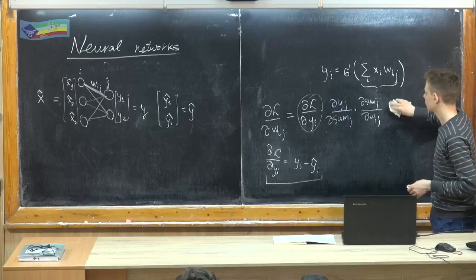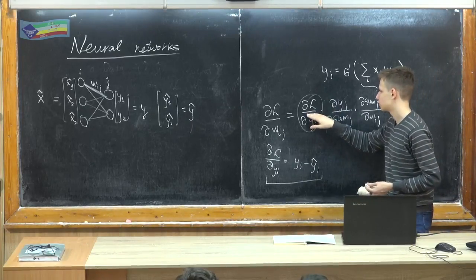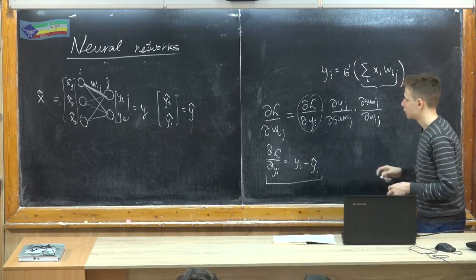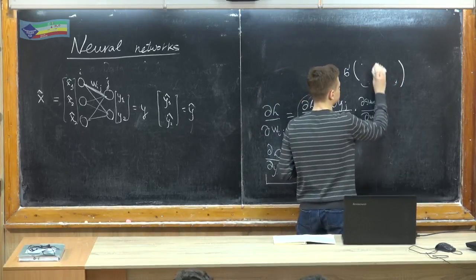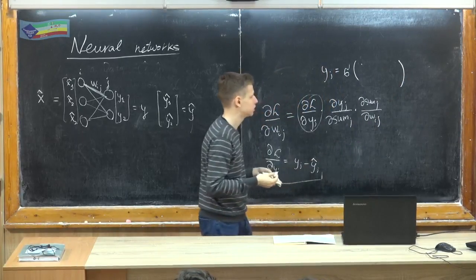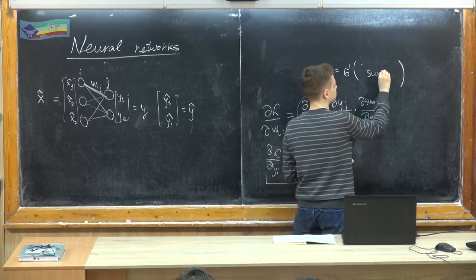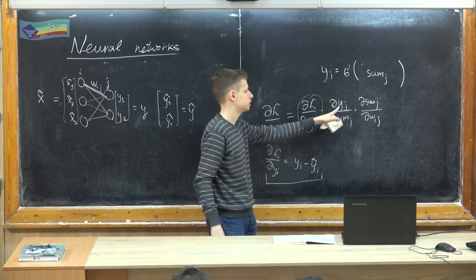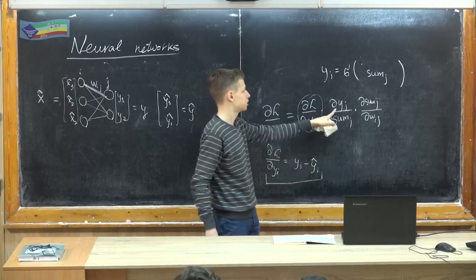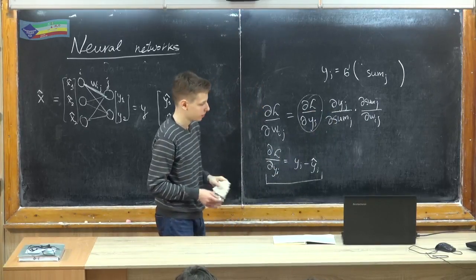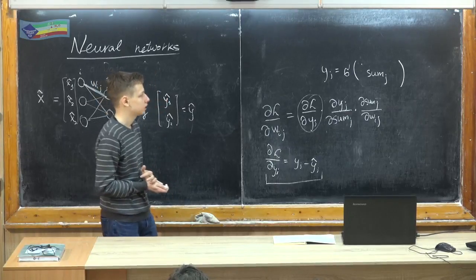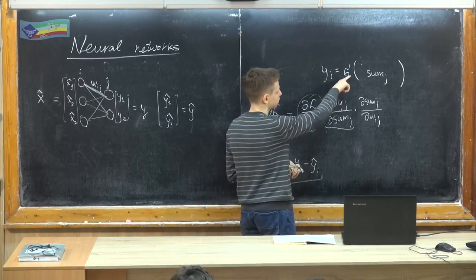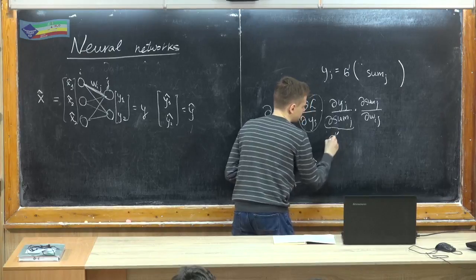This is sum j. So that was found, and now we can just rewrite yj as follows. We can rewrite this whole definition of a neuron like that, sum j. And that means that yj depends only on sum j, so the partial derivative can be rewritten as a usual derivative, and this is equal to the derivative of the activation function with respect to sum j.